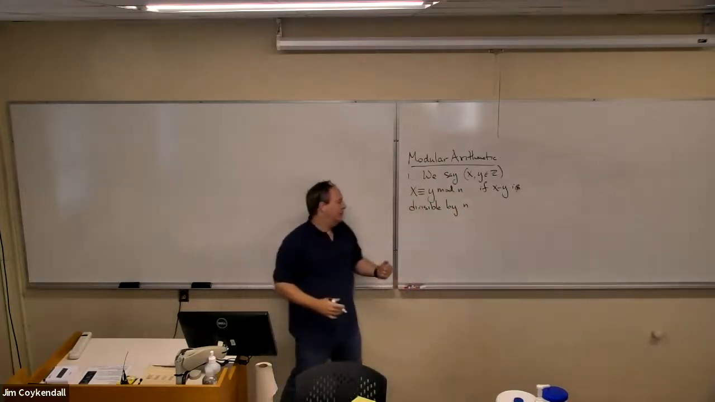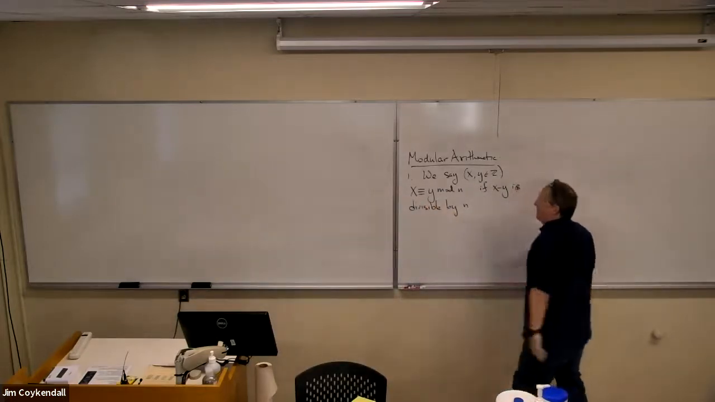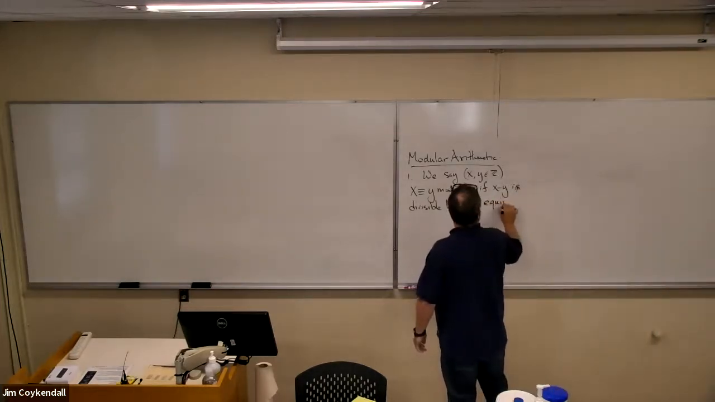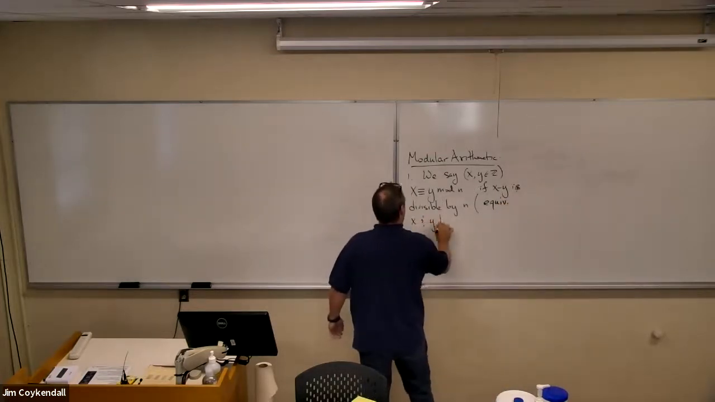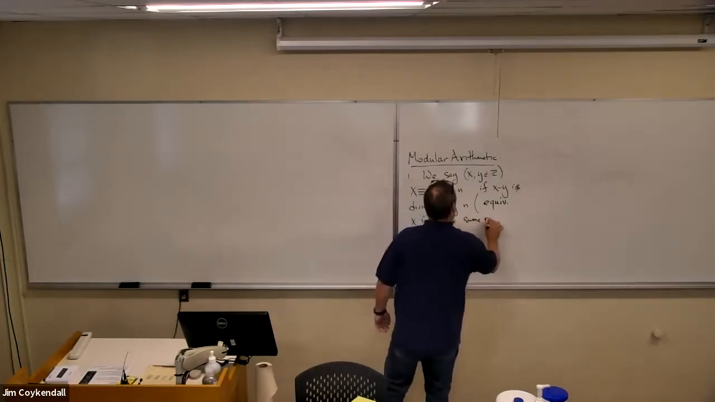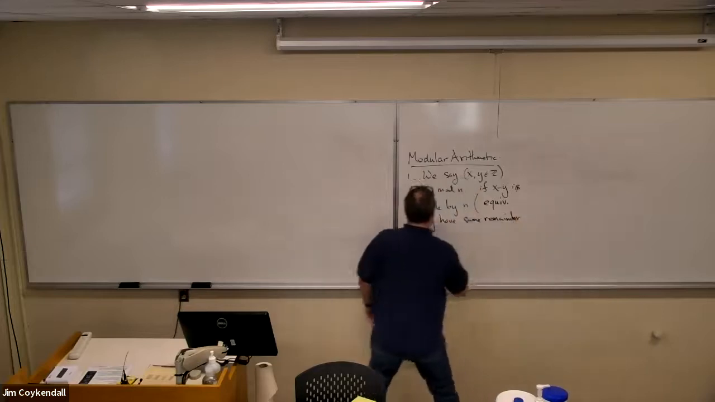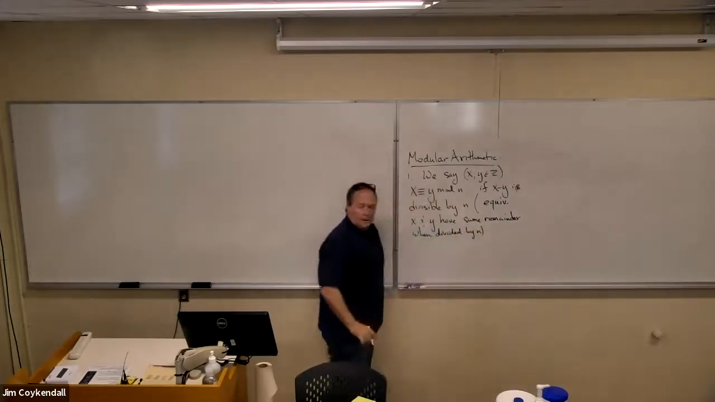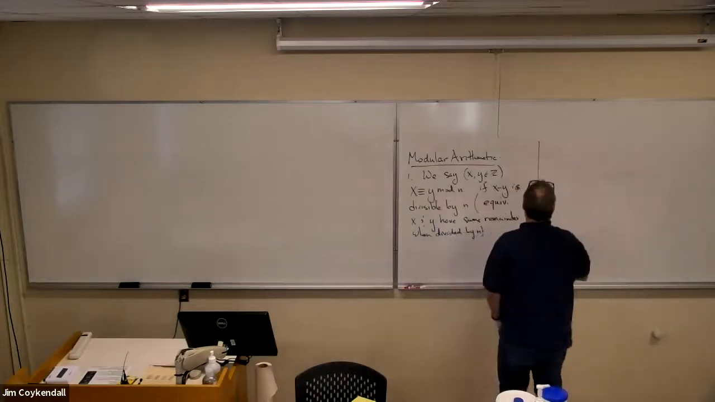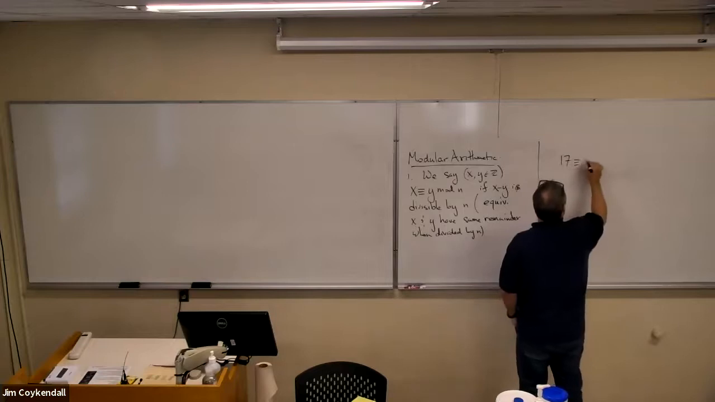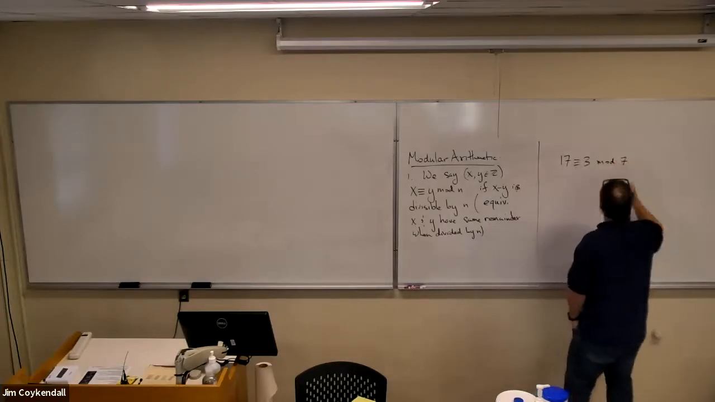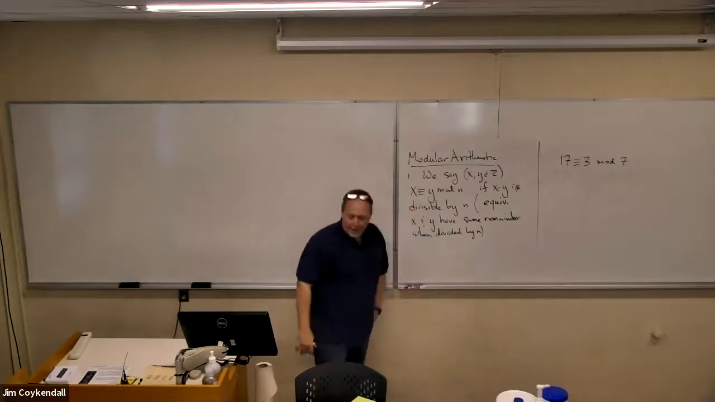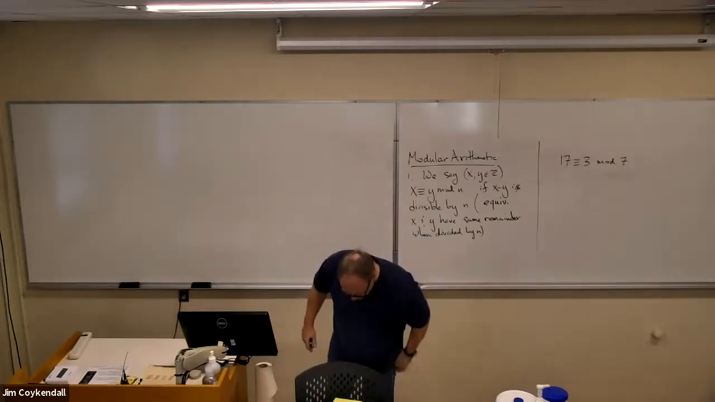So, another way to think about this: x and y are equivalent mod n if their difference is divisible by n. This is equivalent to saying x and y have the same remainder when divided by n. So for example, 17 is equivalent to 3 mod 7, because the difference of 17 and 3 is divisible by 7. And of course, they both give a remainder of 3 when divided by 7.